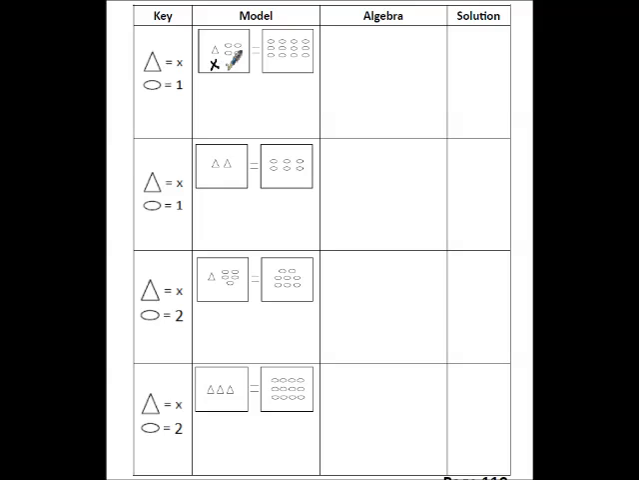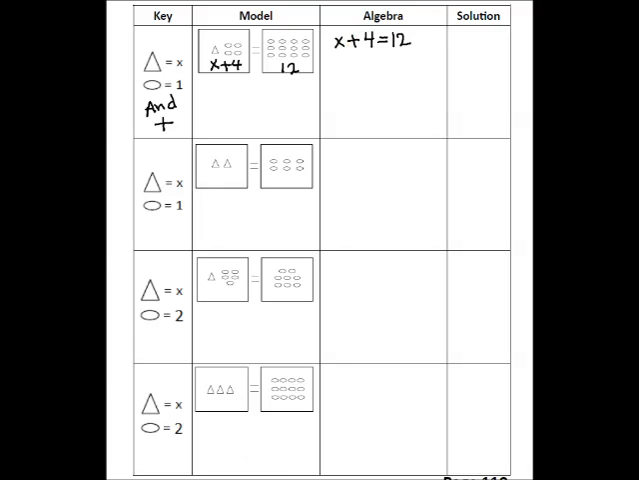Here we have an equation model. So this triangle means x, and I have 4 1s. So I have x and 4, and there is going to be a plus sign. On the other side, I have 1, 2, 3, 4, 8, 12. I have 12, and it's showing me that I have 1x and I have 4 1s will equal 12 1s. So that is my actual equation that's being represented.